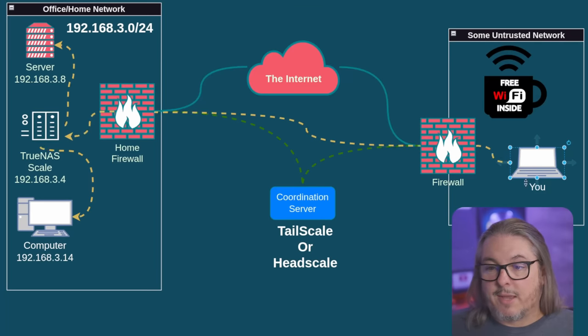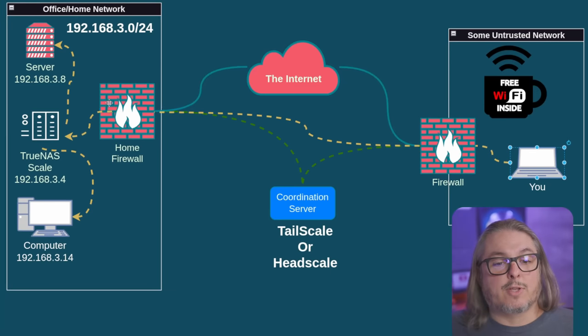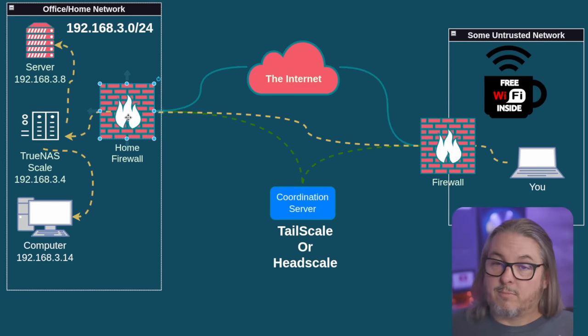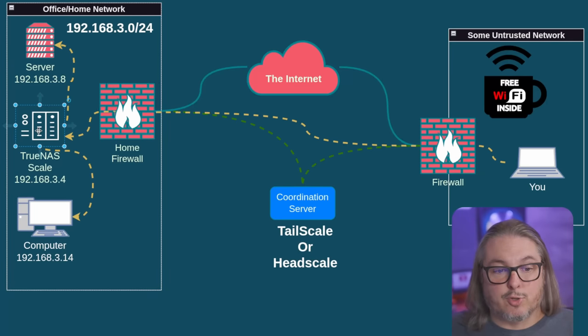The scenario is going to be, let's say you are on some untrusted network and you want to get from that untrusted network back through your home firewall, and you can't load Tailscale on your home firewall, but you can load it on your TrueNAS SCALE.